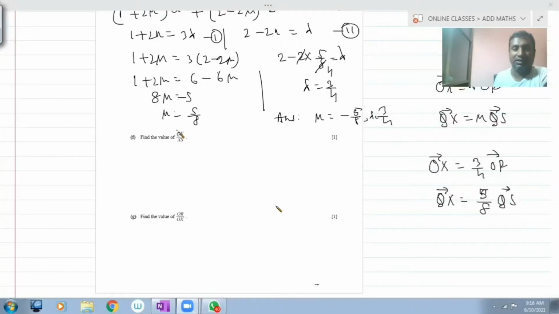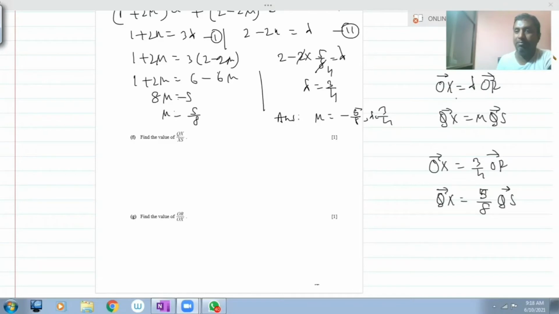Okay, let us check. We are finding out QX and XS. See the two conditions given in the question: OX equals lambda OR, where lambda we have got as 3 by 4. I put these values in. And QX, mu, QS is also given in the previous questions. Mu is given as 5 by 8.